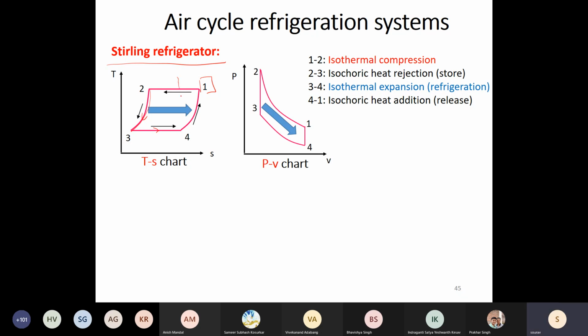In this isothermal compression, you will compress the gas as well as reject heat. I think we have discussed this at length, that whenever we have isothermal compression, it is always associated with a heat transfer process. Similarly, the isothermal expansion will have heat absorption, and this is where we are generating refrigeration. And then 4 to 1 is isochoric heat addition. Whatever heat we have lost in the process between 2 to 3, we can in fact store it and release it during this heating process, or you can consider this as a heat exchange process between these two process lines.